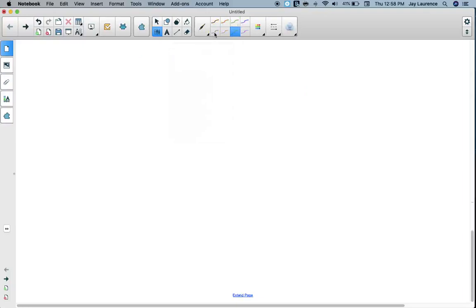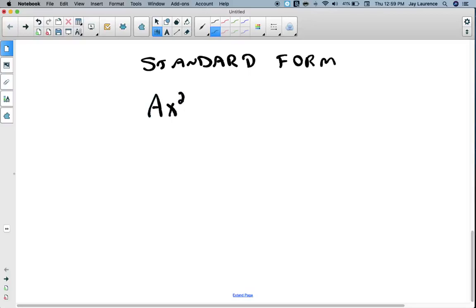Now, if you've been absent, you might not know what I'm talking about with this A term, B term, C term stuff. Well, standard form of a quadratic, and this will just be a quadratic expression. Soon we'll be doing quadratic equations. It will be A times x squared plus bx plus c.